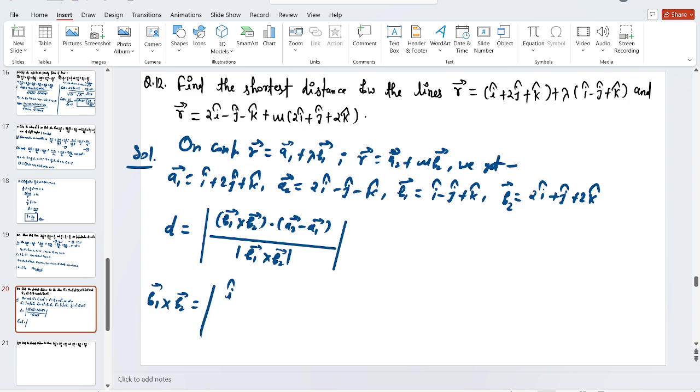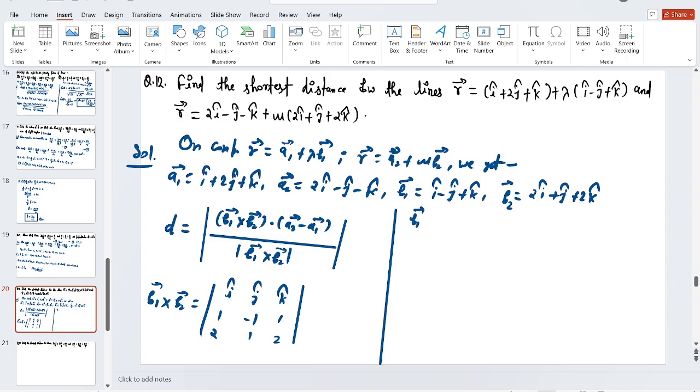This is i cap, j cap, k cap. And what is v1? The components of v1 are 1, minus 1, and the coefficient of k cap is 1. Similarly, the coefficients of vector v2 here are 2, 1, 2. Solve it, and you get vector v1 cross vector v2.